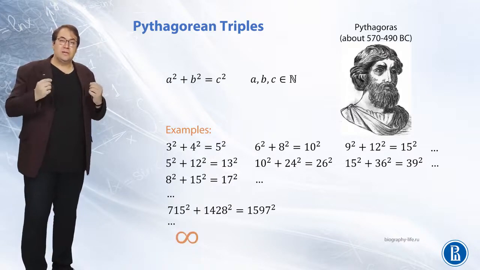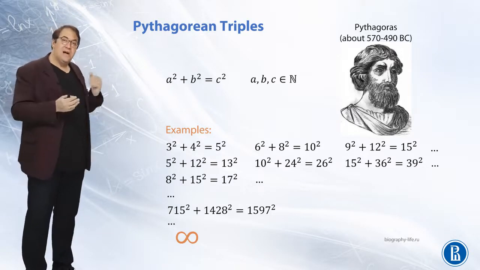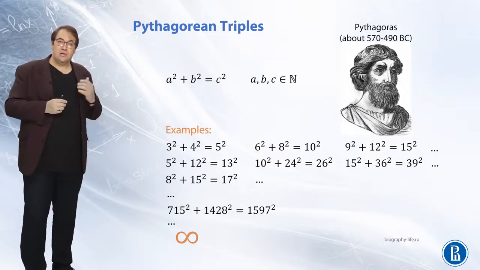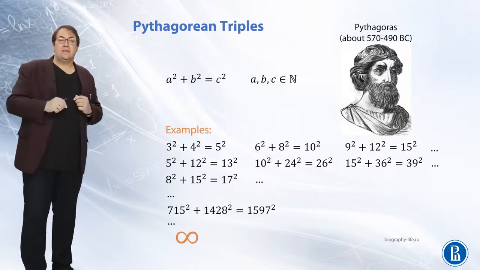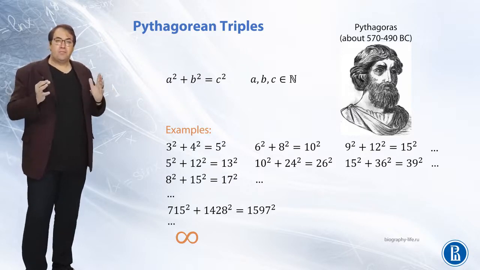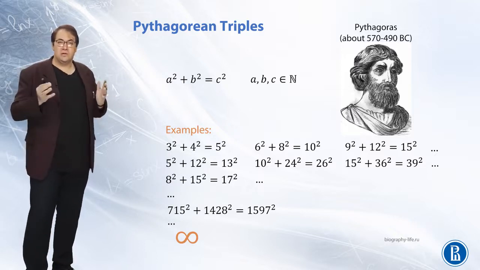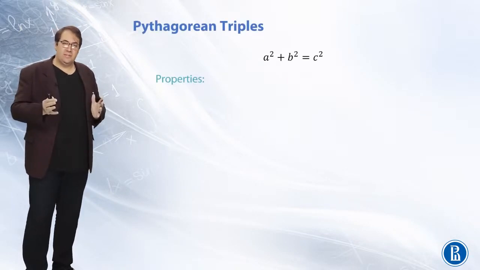What's more, we will obtain a formula for all such triples. So in some sense we will solve this equation in the set of positive integers. We will solve this Diophantine equation. But in this video I would like to discuss some properties of all Pythagorean triples. So let's proceed to the properties.